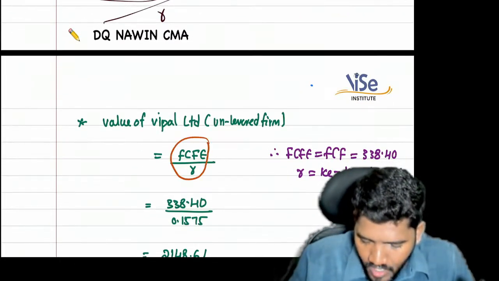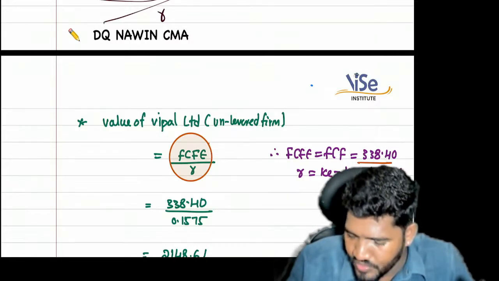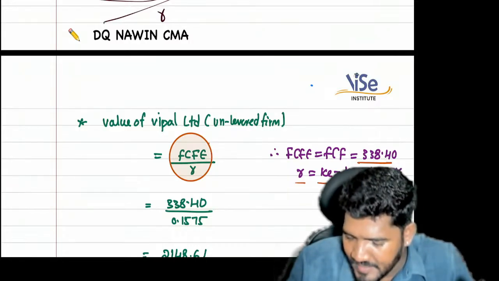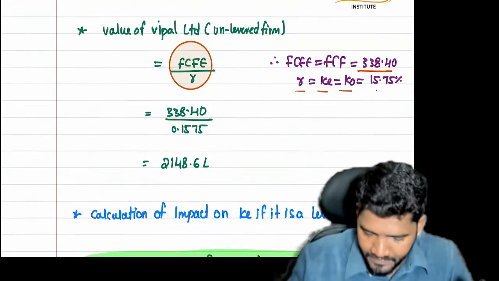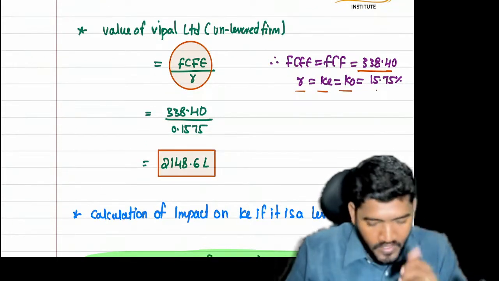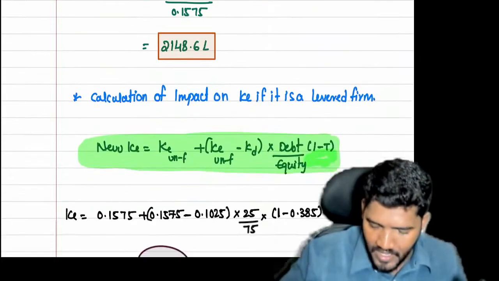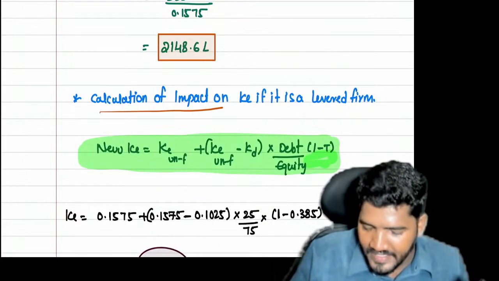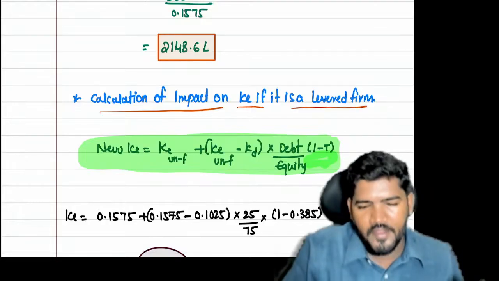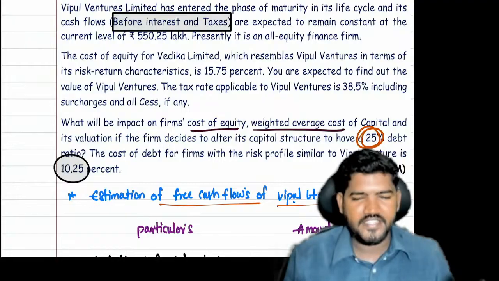Value is FCFE divided by R. So FCFE 338.40. R is nothing but K, that is KO 15.75%. 2148.6 lakh is the value of the firm before capital structure changes. Now calculation of impact on KE as a levered firm. Why? Because 25% they are raising through debt.